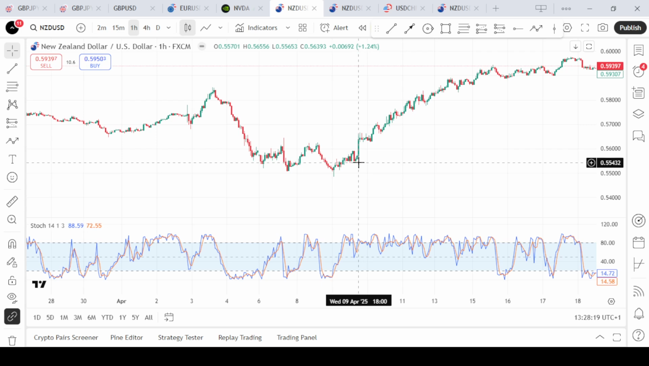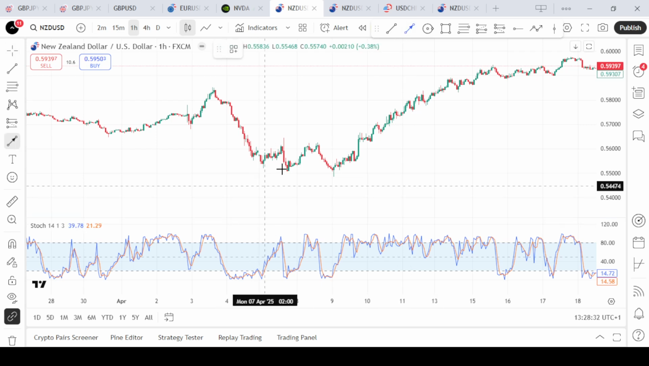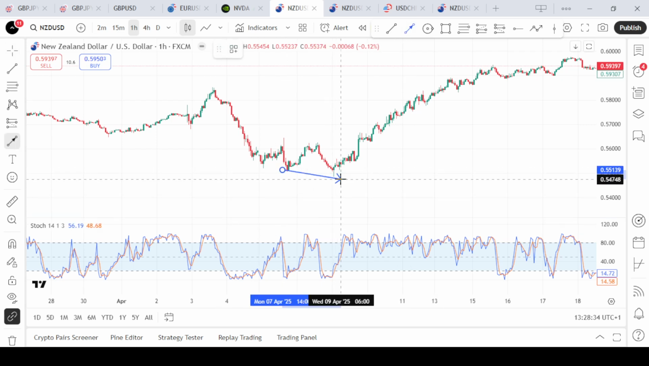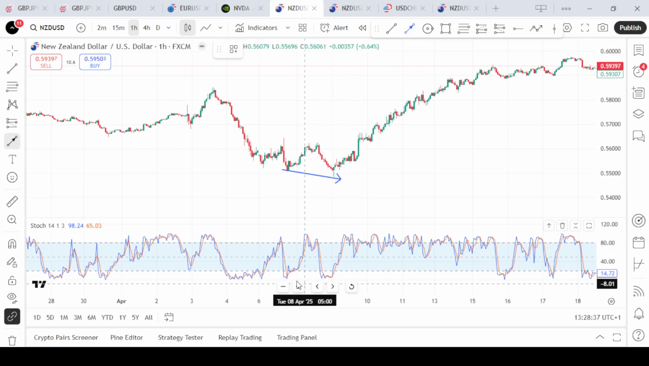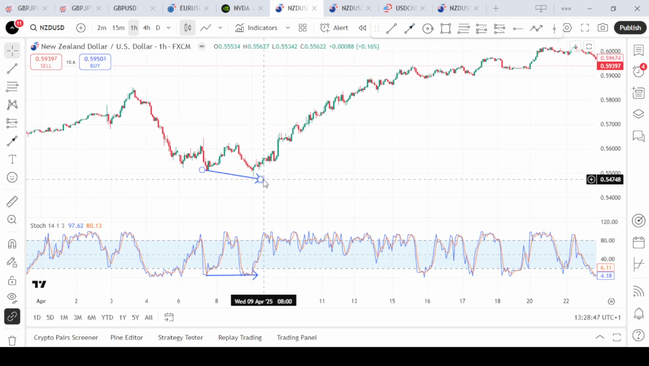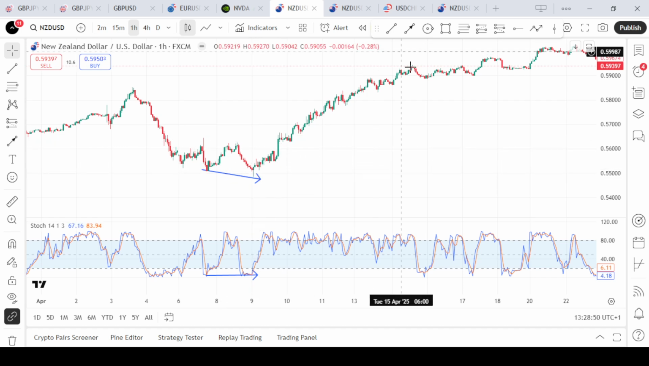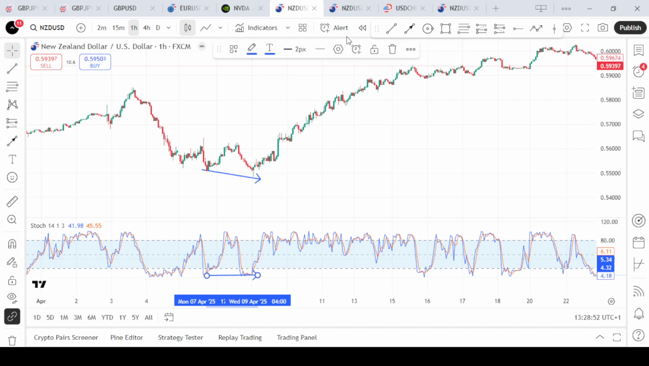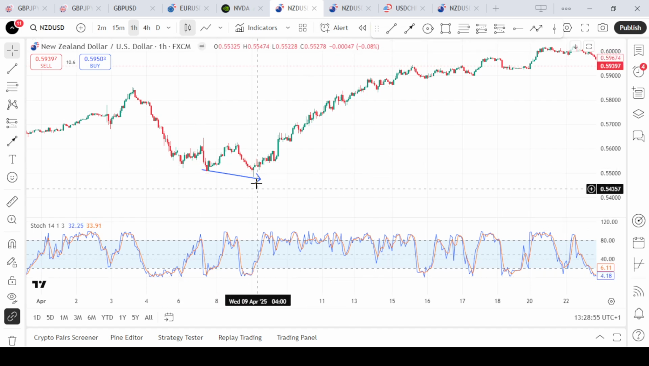Divergence occurs when price makes a new lower low or a higher high, but the stochastic oscillator doesn't confirm it and suggests a potential reversal. Example, price at this area made a lower low, but our stochastic oscillator did not confirm it. It made its own higher low at this area. This simply explains that there is a divergence, and this could signal a potential reversal either to the upside or to the downside in a bearish scenario.